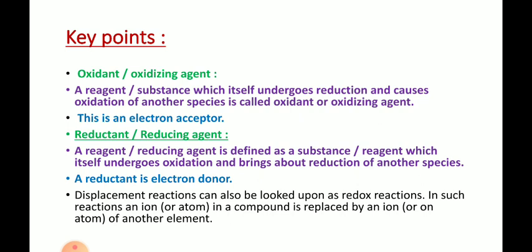A reducing agent is defined as a substance or reagent which itself undergoes oxidation and brings about reduction of another species. We call it a reductant. In a simple manner we can also define it: a reductant is an electron donor. So for your better understanding, just remember these two simple meanings. Oxidant is an electron acceptor and reductant is an electron donor.